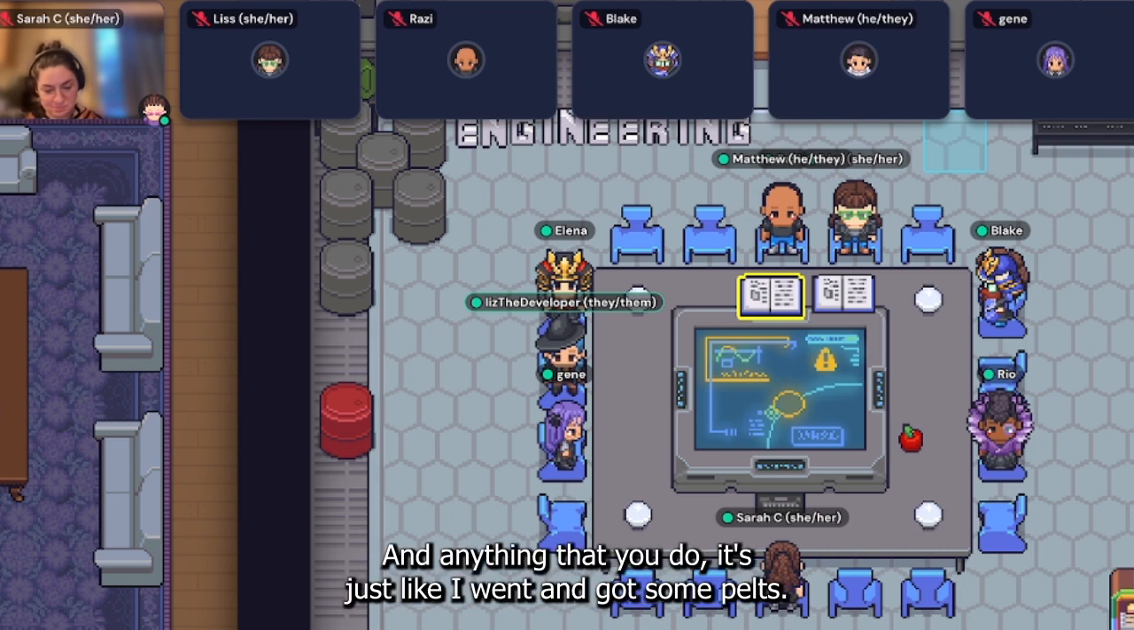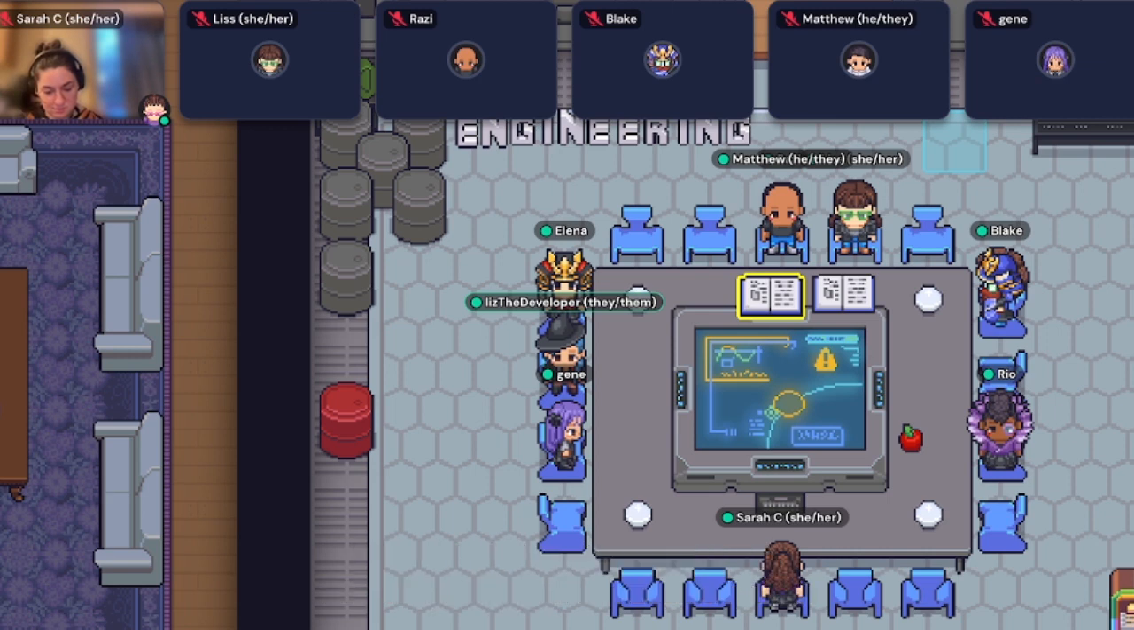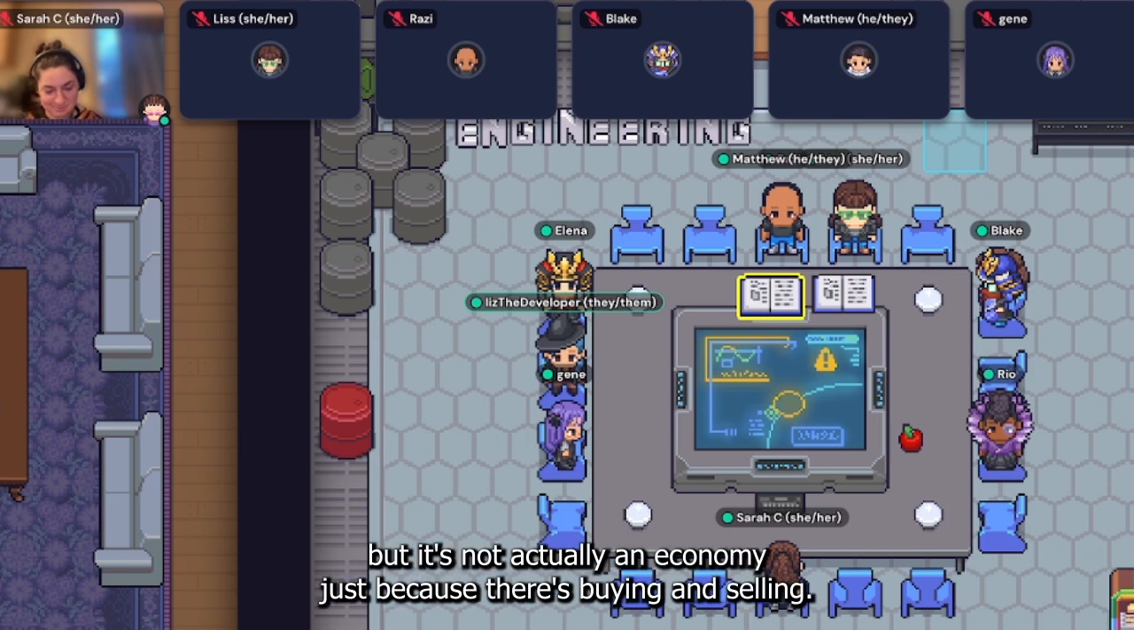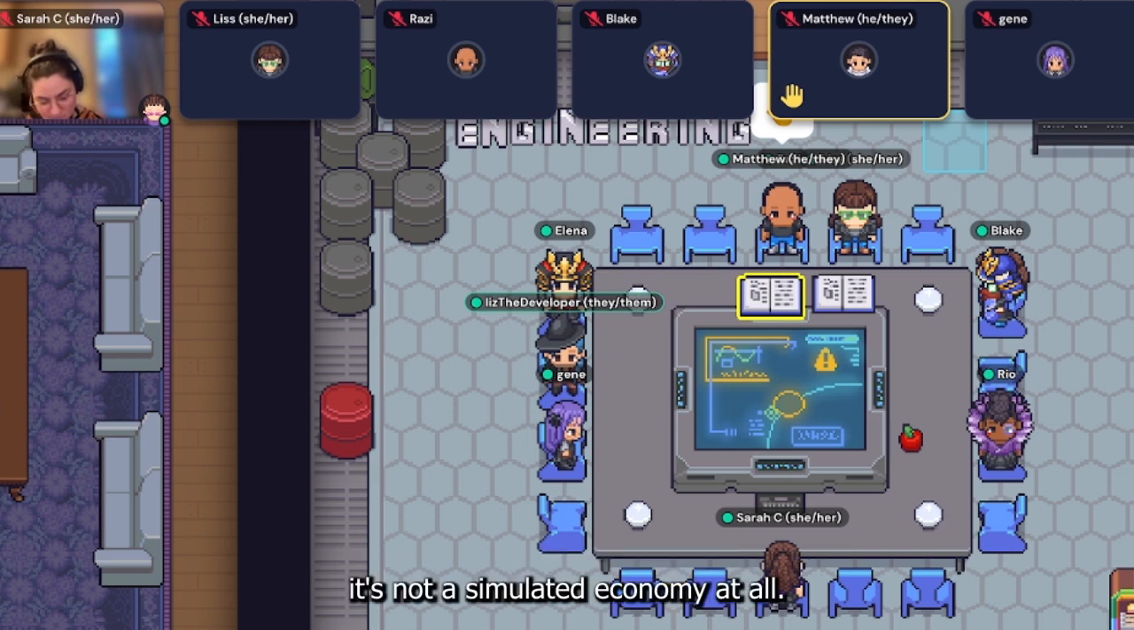It's just like, I went and got some pelts. There's infinite pelts in the forest and the shopkeeper has infinite money. So that's just a game. But it's not actually an economy just because there's buying and selling, right? But in Eve, we have a real human economy, and it's not a simulated economy at all.